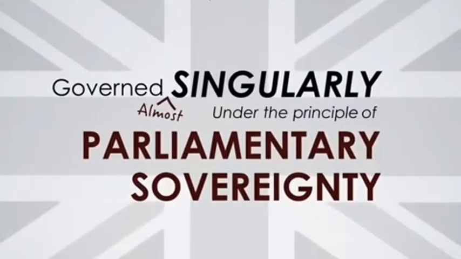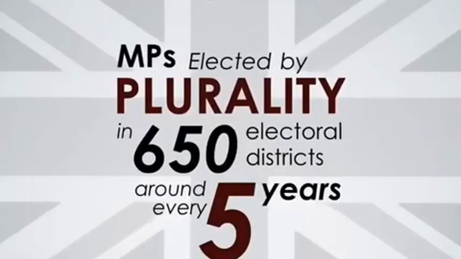So, in summary, the United Kingdom is governed almost singularly by the House of Commons under the principle of parliamentary sovereignty. Members of Parliament are called MPs and are elected by plurality in each of the 650 electoral districts sometime around every 5 years, though not at set intervals.